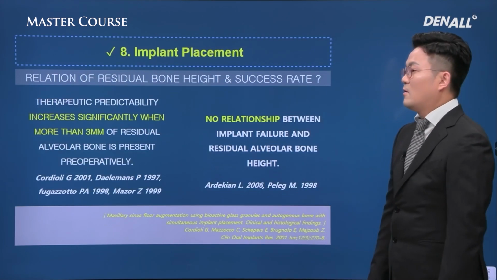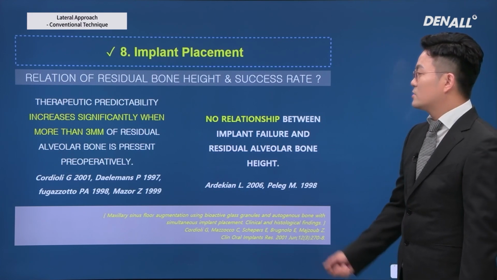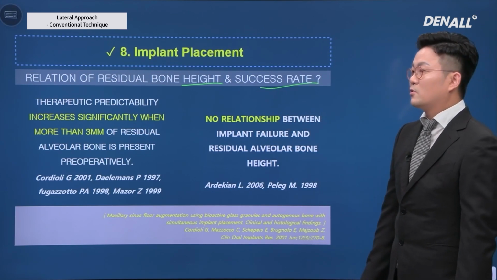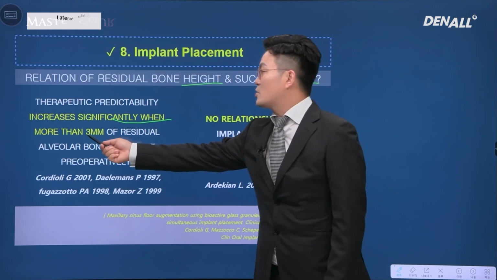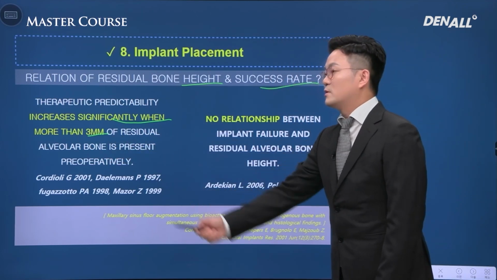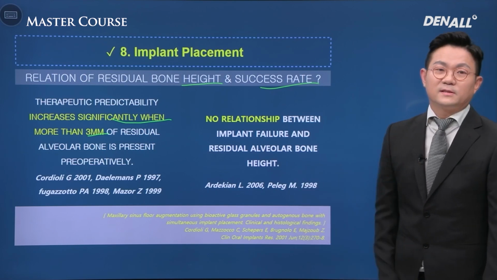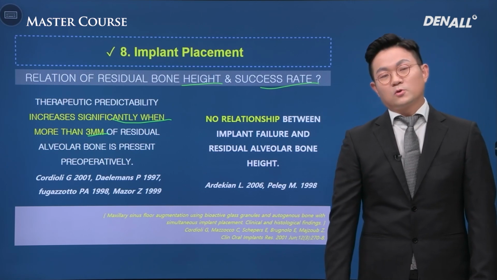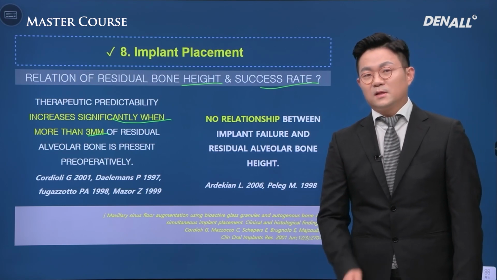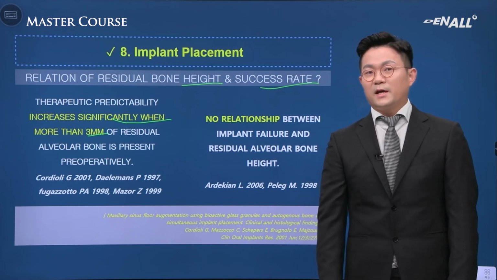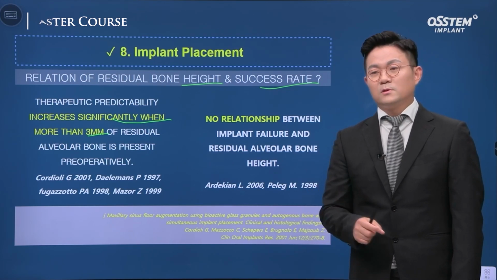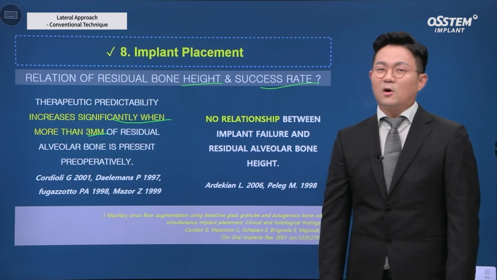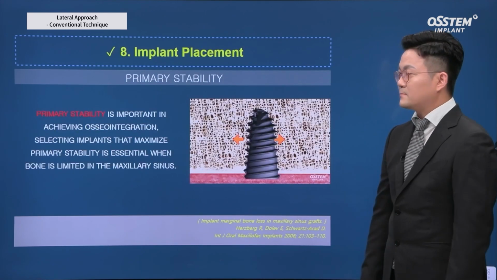Hence, again, there are different opinions on residual bone height and success rate. What's the relationship? If you have more than 3 millimeters, that decreases the success rate, or some say there's no relationship. There are different opinions, but in my personal opinion, I think initial stability is one of the most important factors. If you have sufficient initial stability at the implant site, with a good fixture and good operation skills, then I do not believe there will be a lot of issues.